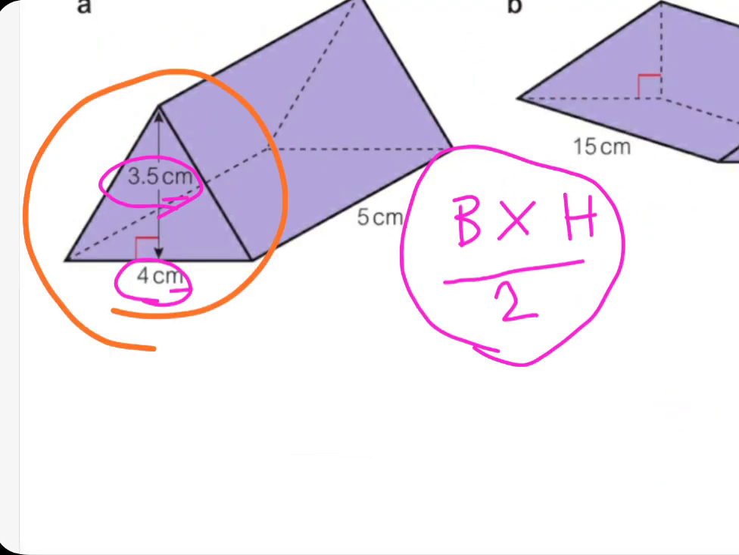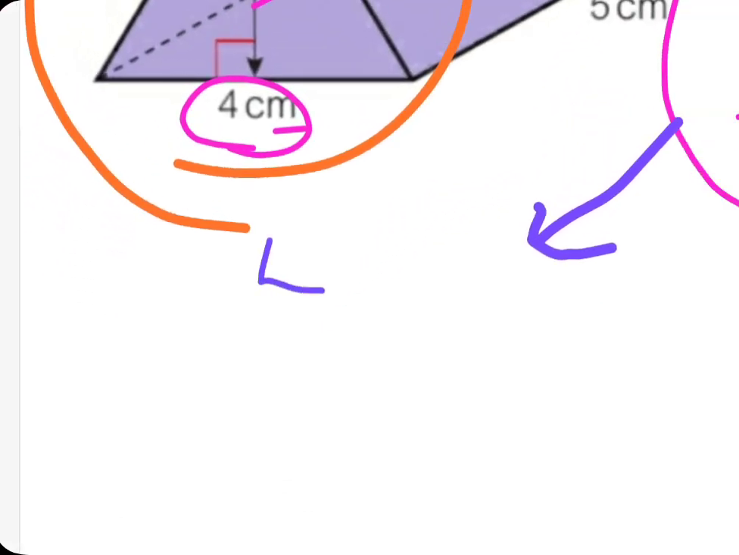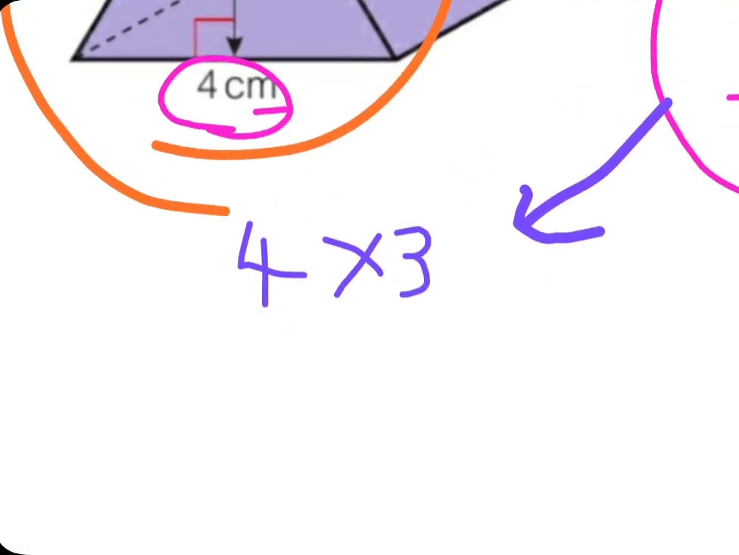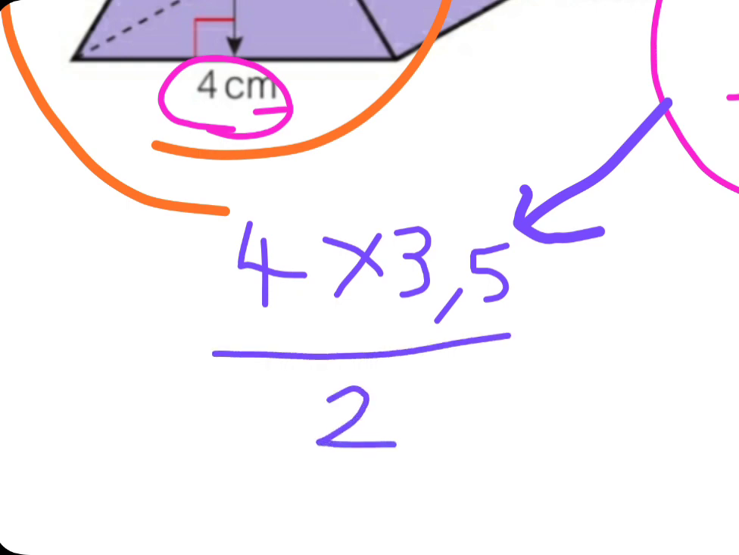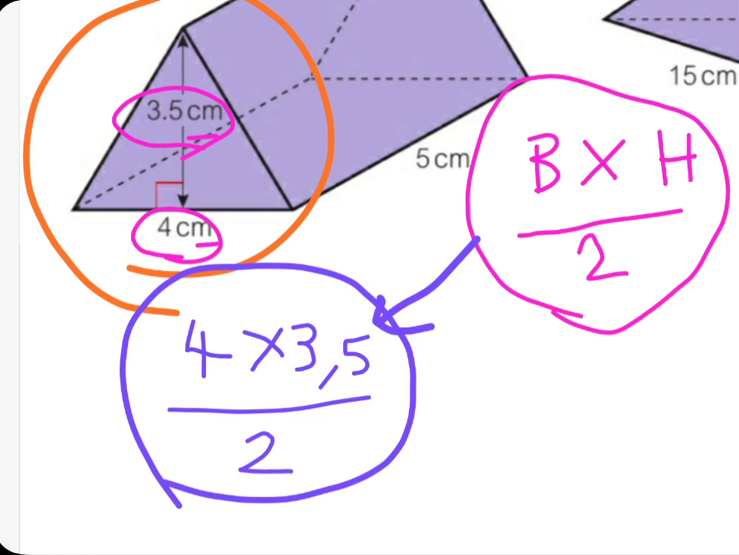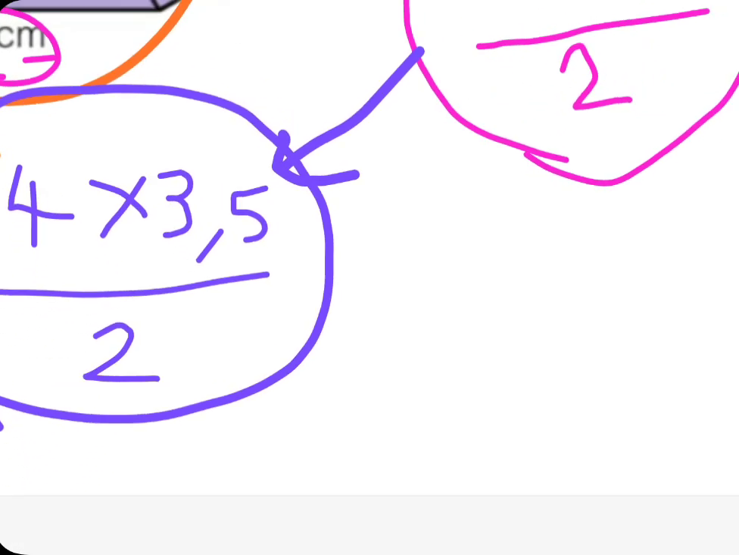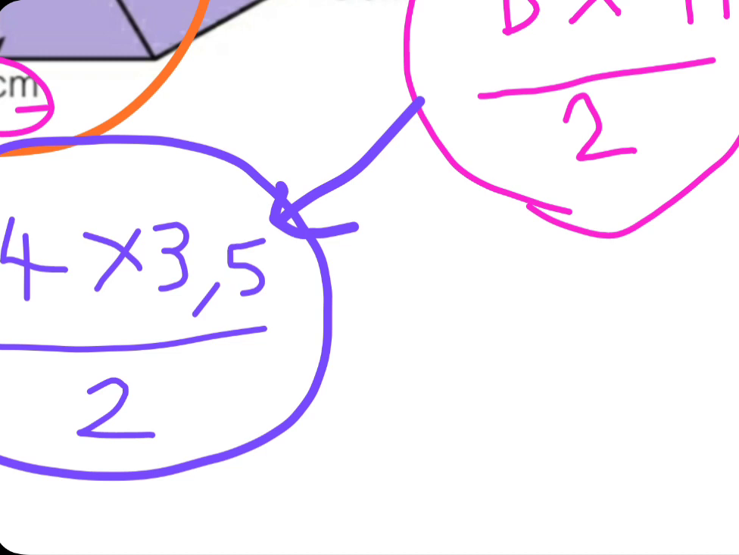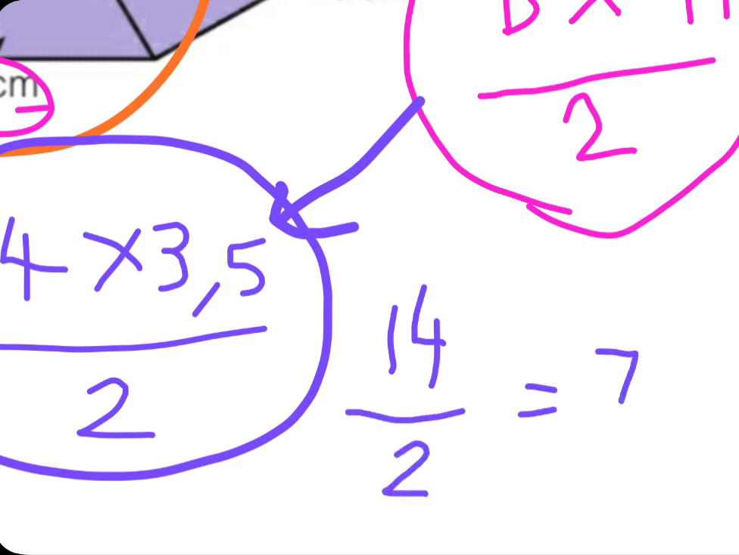Now, let's take the numbers and use the formula to answer the question. The base is 4. We multiply it by the height, which is 3.5. And then we divide by 2. So 4 multiplied by 3.5 is what? 4 by 3 is 12. And half of 4 is 2. So it's 14. Good job. And then we divide it by 2. Equals 7. And after putting the answer, you have to put the unit.